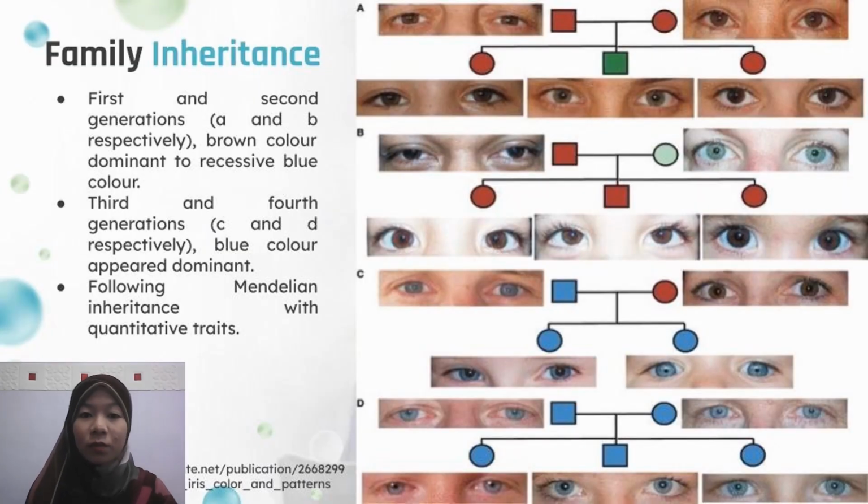From this family tree, we can see the genetic variation in a family of 4 generations: A, B, C, and D. In the first and second generations, which are labeled A and B respectively, it's concluded that brown eyes behave as a dominant trait to the recessive blue eyes. But then when the third generation comes, the blue-eyed father appeared dominant. This is called inconsistent inheritance. It then gives rise to future generations having blue eye color, where blue crossed with blue gives blue eye color. This trait follows Mendelian genetics inheritance with quantitative traits.